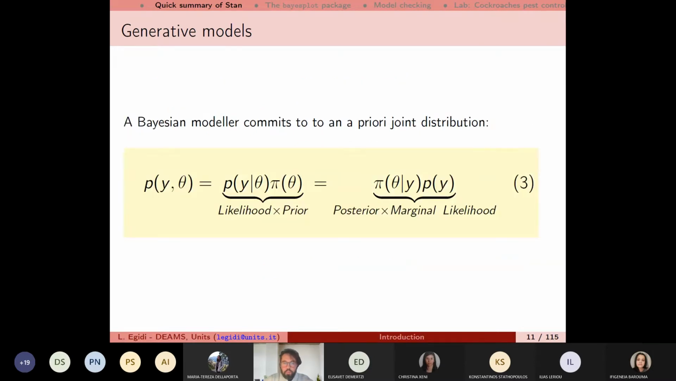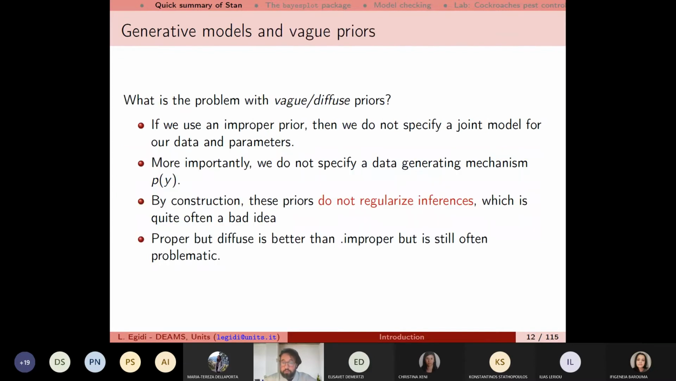In some sense, we can also make a sort of mind exercise and see that whenever you think of a joint model for the observed and the unobserved, you can see it as the product between the likelihood times the prior, but also as the product between the posterior times the marginal likelihood. And the marginal likelihood is exactly the denominator of the Bayes theorem, which is very difficult to explore, because that integral that arises in the denominator is usually analytically intractable.